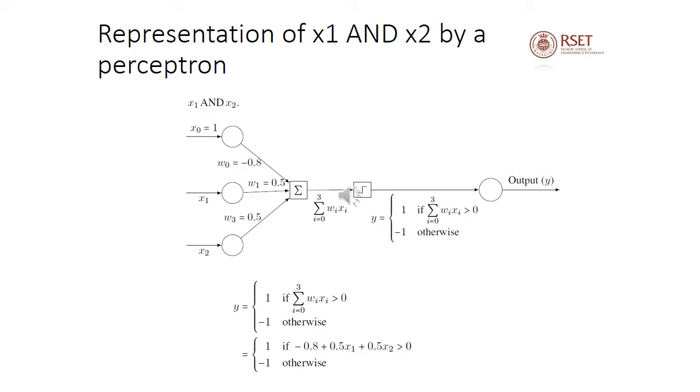Similarly, for each input, you can take the input and apply it here and you will get the corresponding output. So not only for the AND gate, you can implement OR or any other Boolean operation by using a perceptron.